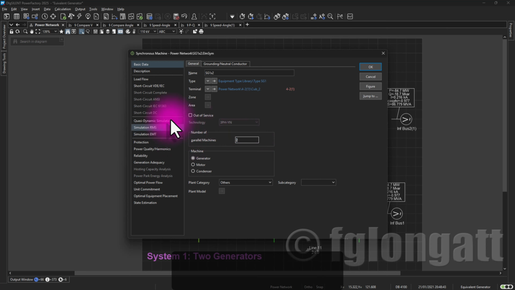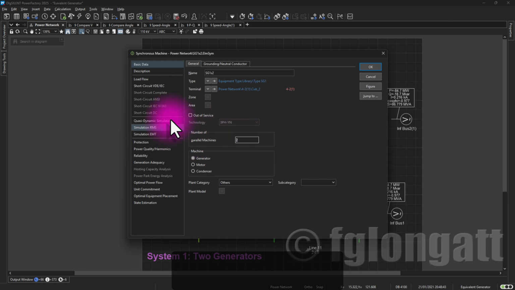But more important, and probably more exciting for my students, is that this is also happening for the dynamic model. In other words, if you use one of these machines and now you select the machines in parallel equal to 2, you will get the same dynamic performance. To demonstrate that, let me run initial conditions over here, and we will apply a three-phase short circuit at the bus bar number 1 for 120 milliseconds.